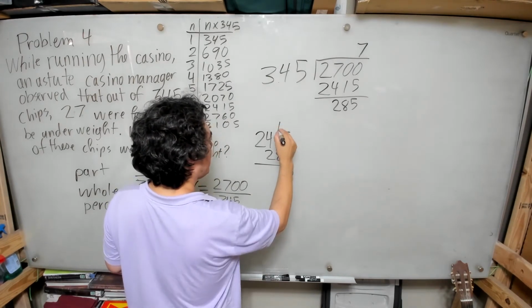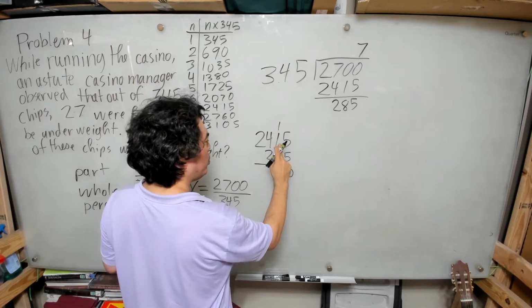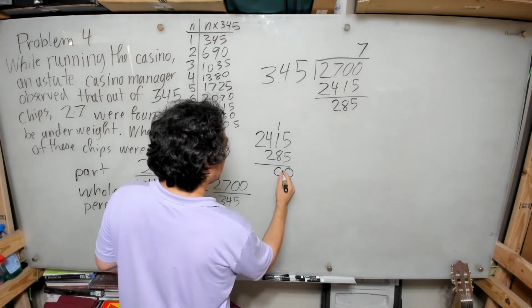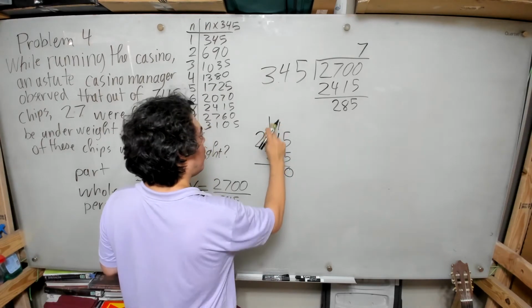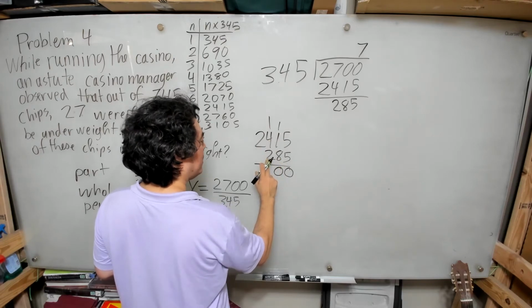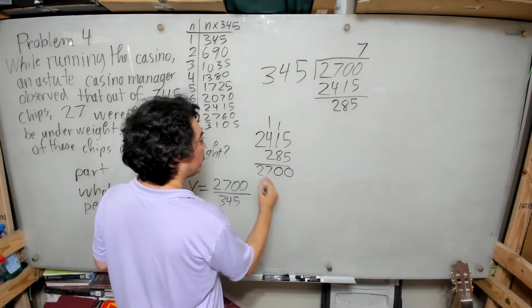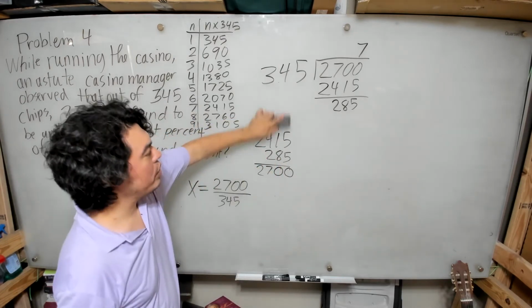I bring down my 0. I carry my 1. 1 plus 1 is 2. Plus 8 is 10. I bring down my 0. I carry my 1. 1 plus 4 is 5, 6, 7. And then I bring down the 2, 2700. So in fact, we know we did it right.